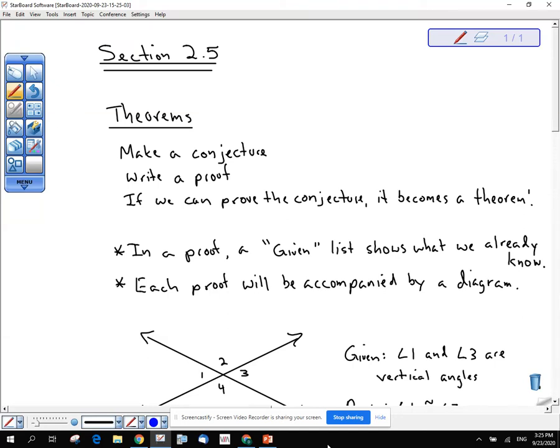Geometry section 2.5. We're going to talk about theorems. We're going to, again, continue towards proof writing. We're going to actually write our first proof today for real. And we're going to talk about how something becomes a theorem.